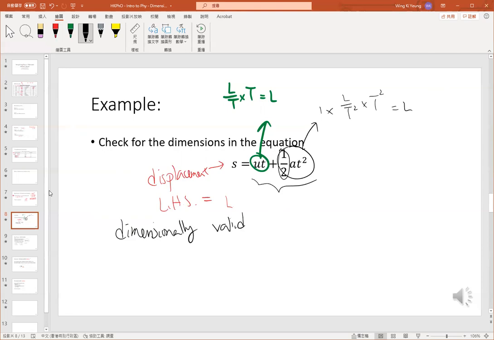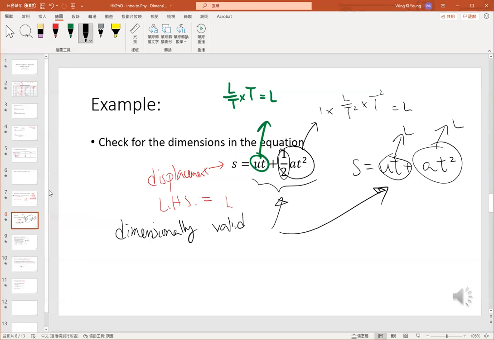Now, although we can't tell whether this equation is correct or not. Let me give you another example. Let's say there's another equation like s equal to ut plus at squared, without the constant 1/2. If you check the dimension, at squared still has the dimension of length. It's still dimensionally valid for this equation. But you may wonder which one is correct. We can't tell which one is correct by just using the dimension.